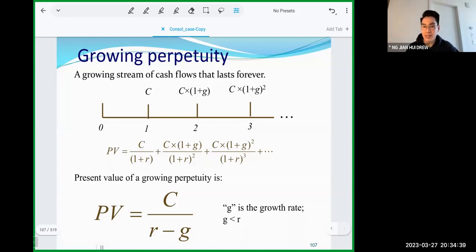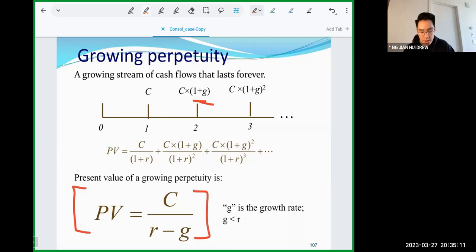It means that the $100 that you're getting will grow at a constant rate, and this rate is given by G. This is the growth rate of the cash flows. Because you have a growth factor, we now need to use this growing perpetuity formula, which is PV equals C divided by R minus G, where G must be less than R. If not, you will not be able to use this formula.